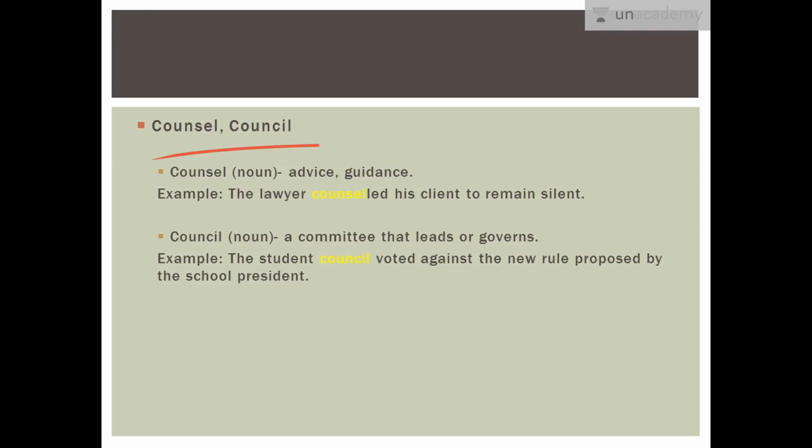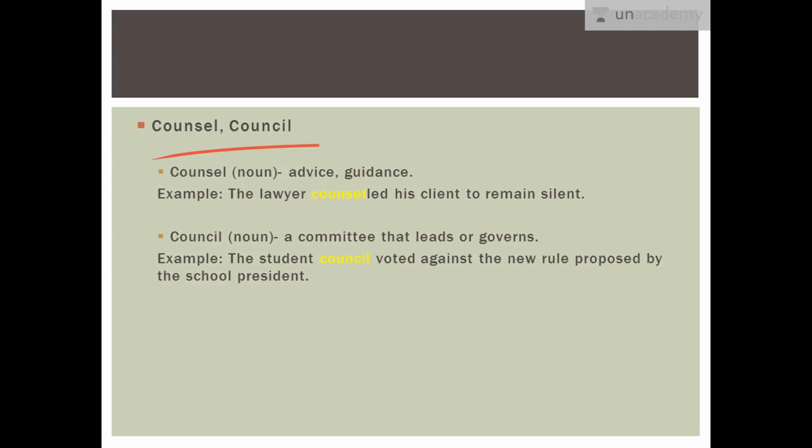So let's see the example. The lawyer counseled his client to remain silent. See how he just advised. It's like, I'm advising you that according to the situation right now, it's better for you to keep silent. So it's basically, I'm advising you. So that's it.